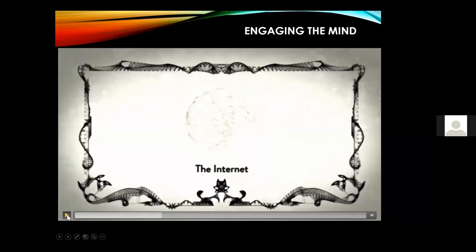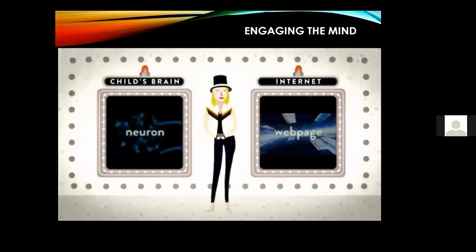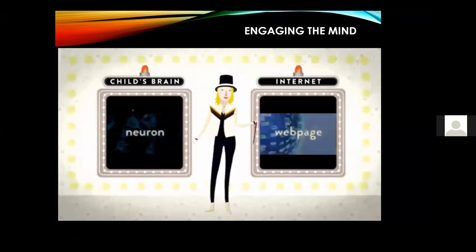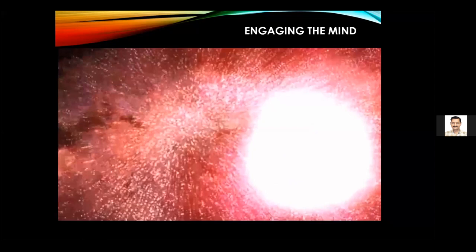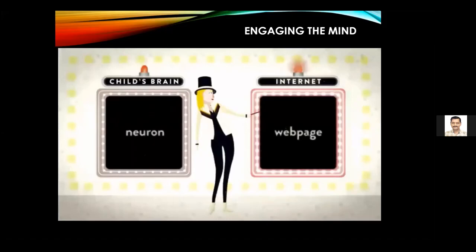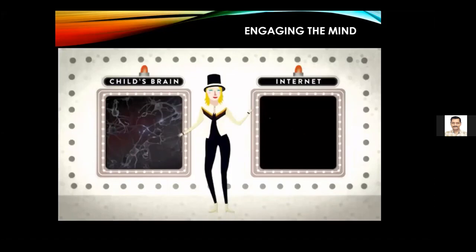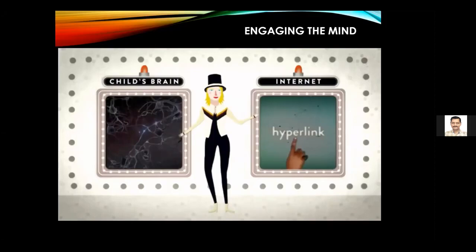We could say that a neuron in the brain would be like a web page on the internet. So let's look at the number of neurons in a child's brain compared to the number of web pages on the internet. A human at any age has about 100 billion neurons in the brain. But the internet has 10 times that, 1 trillion web pages. So with this analogy, the internet is bigger. Then which of these networks is more complex? We could say a synapse in the brain, the connection point between two neurons, is like a hyperlink, the connection point between two web pages. So are there more connections in a child's brain or on the internet?